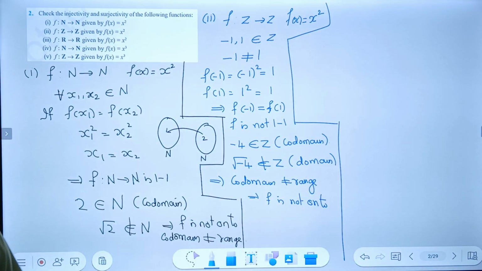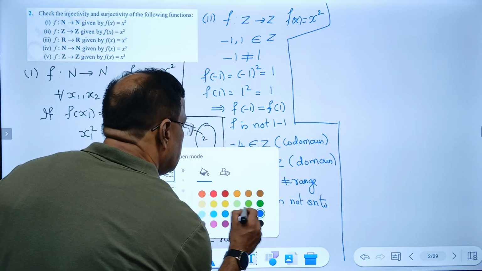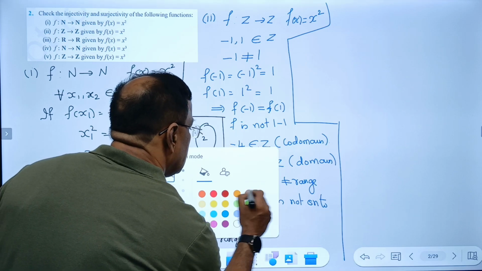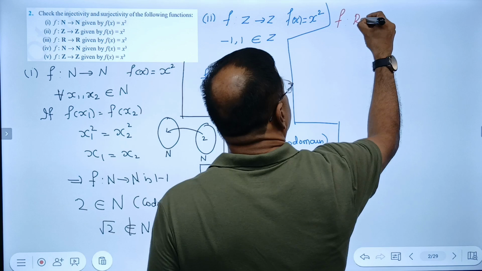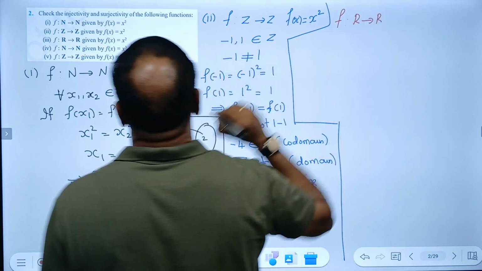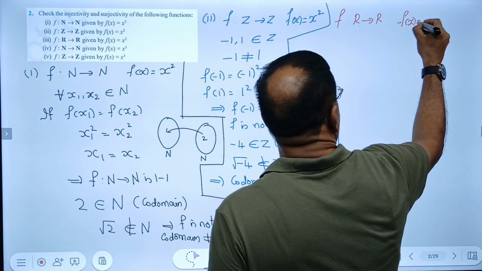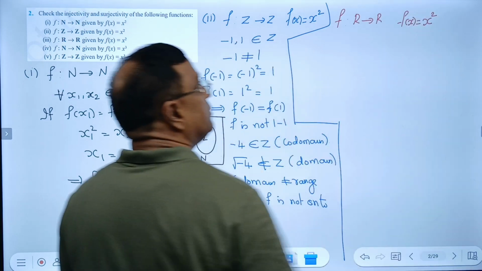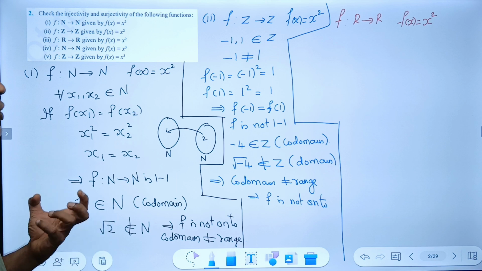This is the second part of the question. Now what is the third part of the question? The third part of the question will be: f is a function from real numbers to real numbers, defined as f of x is equal to x square. Now I need to check whether this is one to one or not.